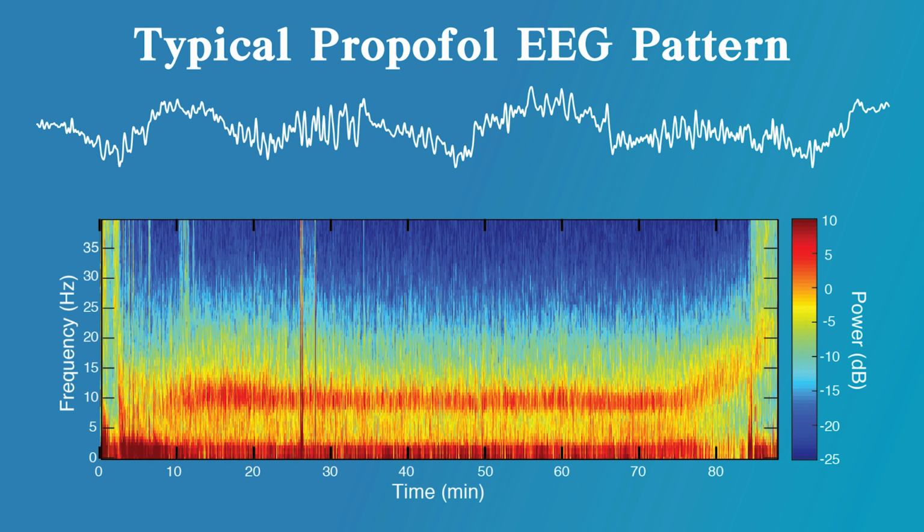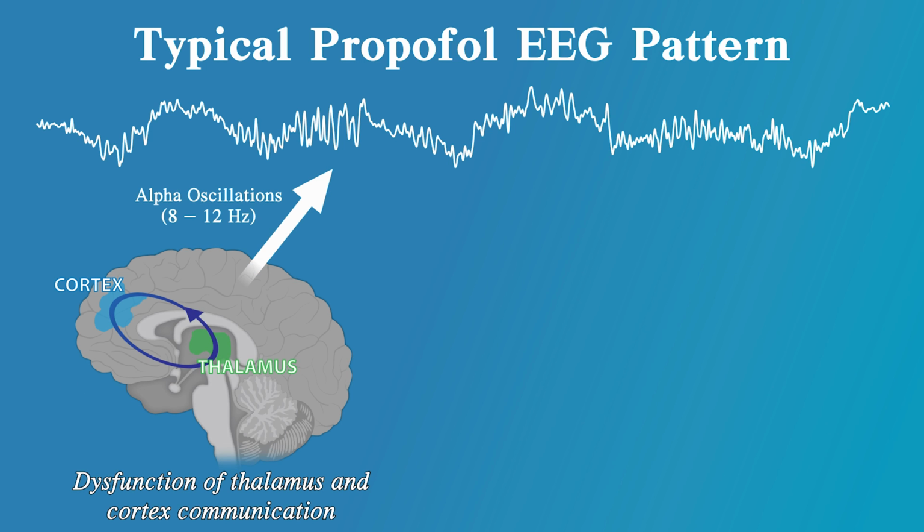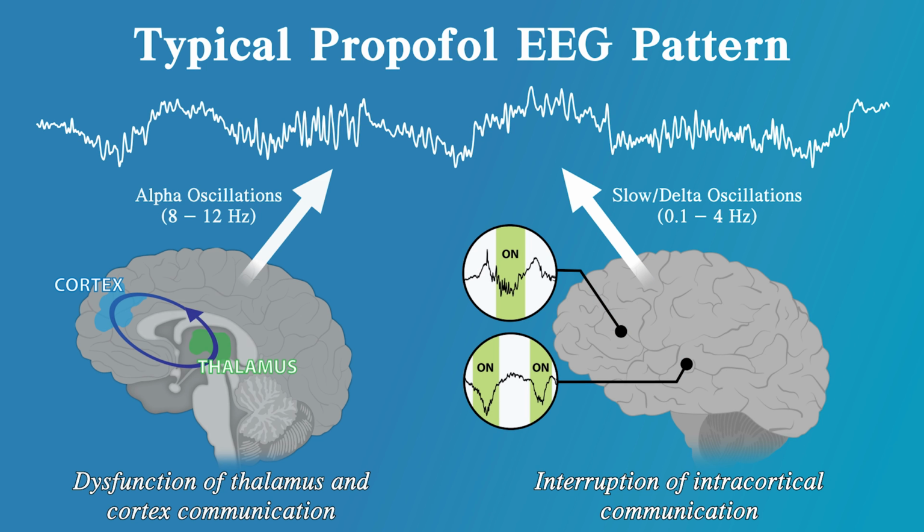Therefore, our typical Propofol EEG pattern can be traced back to two mechanisms through which propofol is thought to induce unconsciousness: dysfunction of thalamus and cortex communication and interruption of intracortical communication.